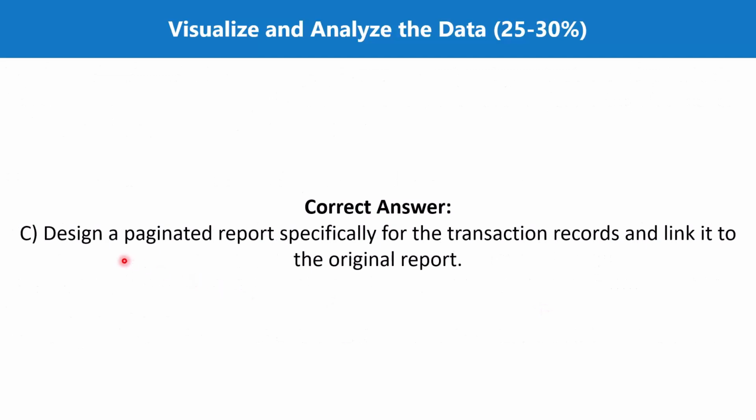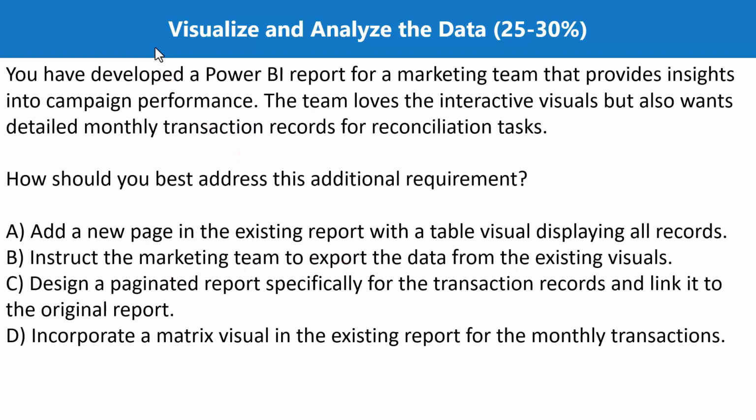And the correct answer is option C, design a paginated report specifically for the transaction records and link it to the original report. So the important thing to remember here is the statement that you have to create a monthly transaction record for reconciliation tasks. A lot of people want to reconcile their data, and normally they do it by taking printouts. And if we have some kind of visual which has details, then the most likely visual is going to be the matrix visual or the table visual.